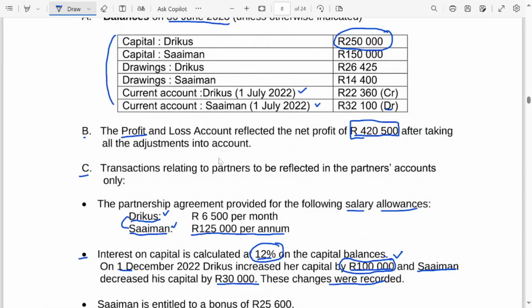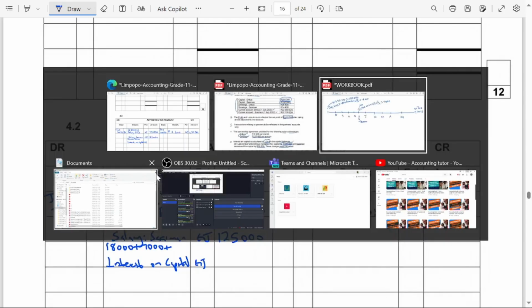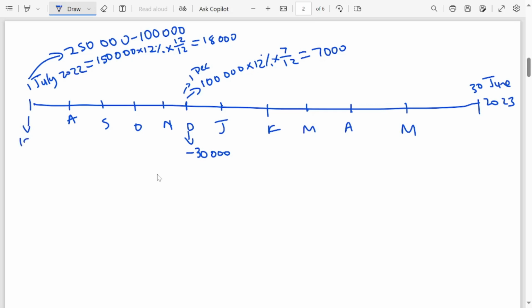Now we want to know how much was the capital of Simon before it was decreased by 30,000, because they're saying that these changes have been recorded. So we want to know that at the beginning of the year, before it was decreased on 1 December, how much was it? So we're going to say 150,000. Then we're going to add back the 30,000 that was subtracted since it was decreased. So this means that the capital at the beginning of the year was 180,000. But from 1 December, it was now 150,000 after it was decreased by 30.